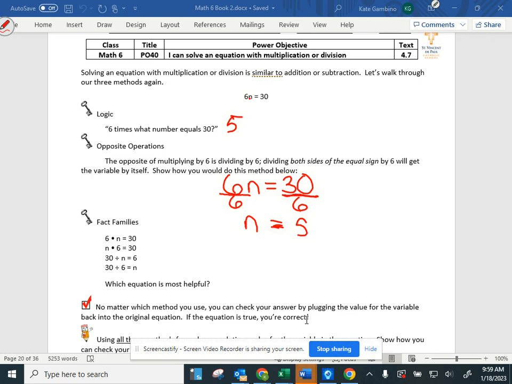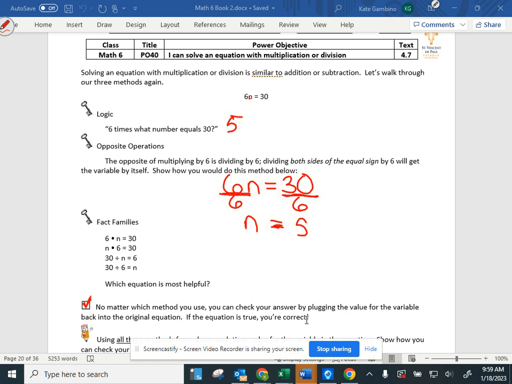So it's very similar to what we did yesterday. You do the opposite operation. We know adding and subtracting go together. We know multiplying and dividing go together. So if our equation is multiplying, then we need to divide.